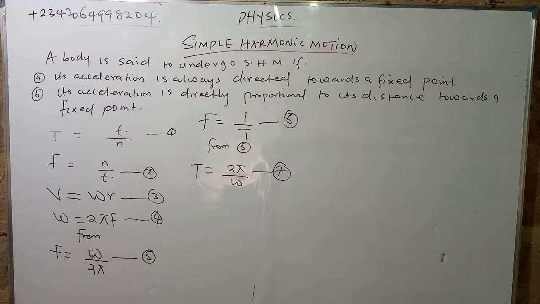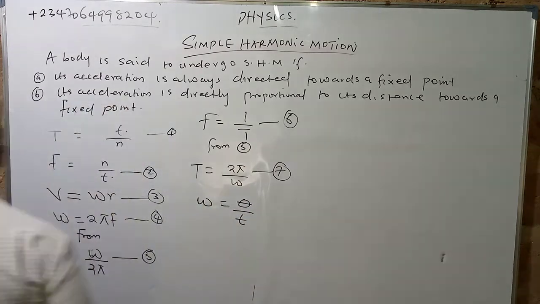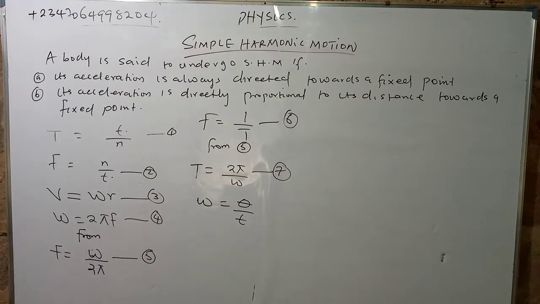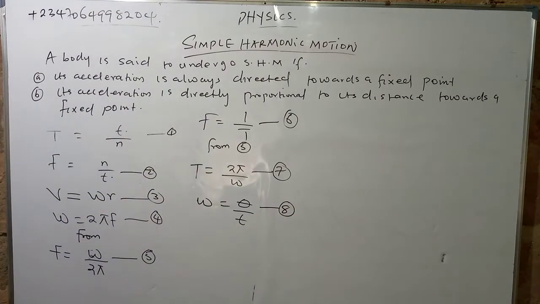Now, note something again. That W, the angular velocity, is theta over T, and that theta is the angle turned by the body. We have a relationship here. Let me call this equation 8. All these formulas I'm releasing here, I'm going to use to solve equations. That's why I'm writing them now, because after the introduction, for the other formulas I'm going to be using, I may not be able to be writing them like this.